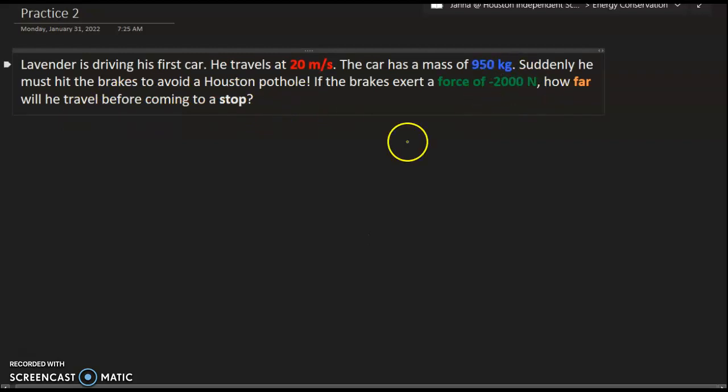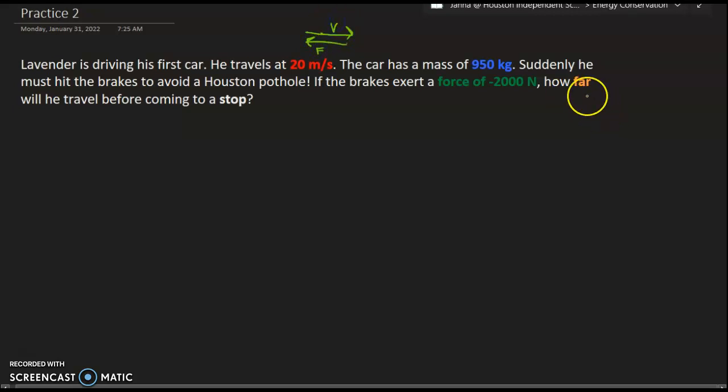The reason the force is negative is because the brakes cause this forward velocity that the car has to slow down. So the brakes exert a force in this direction while the car's velocity is going like that. That causes the speed to diminish and the car can come to a stop. So that's why I have this direction of negative 2,000 newtons. How far will he go before coming to a stop?